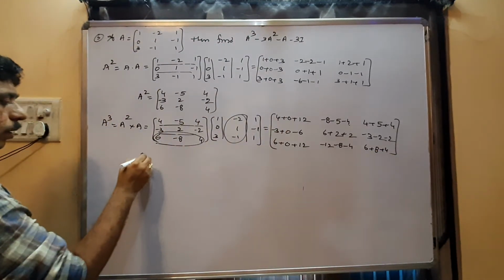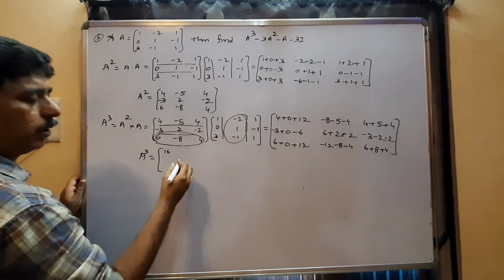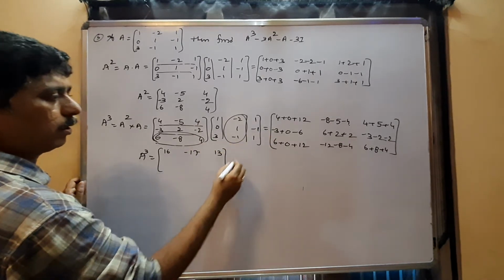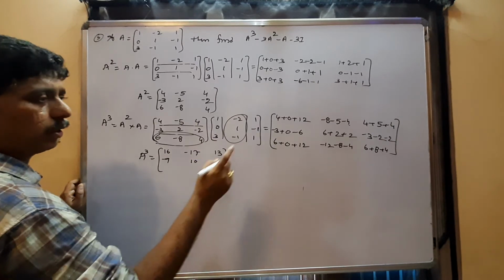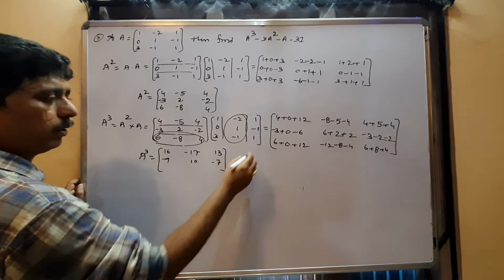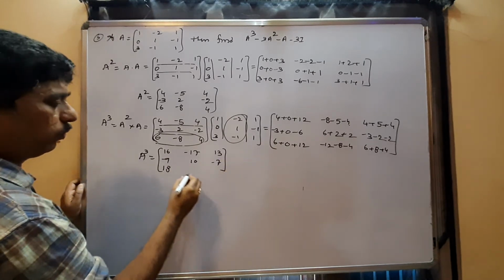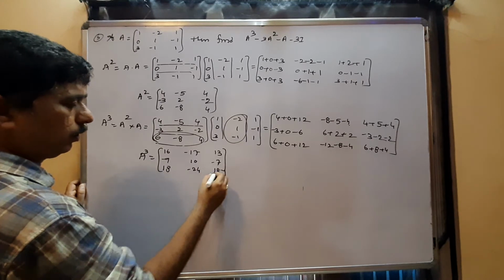So the AQ value we have: 16, minus 12, minus 17, 8, 13, this is minus 9, 10, this is minus 7, 18, minus 24, 18. This is the AQ.